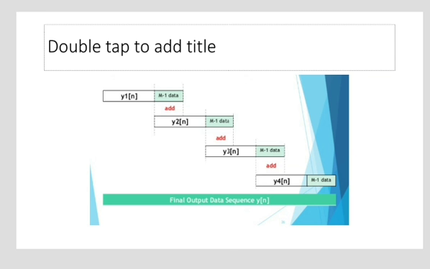So the final output sequence y of n will be the values of y1 of n as they are, then add the values of y2 of n with the M minus 1 data, and this addition will be like this. Next, add y3 of n data with the above M minus 1 data, and the output can be written in y of n. Next, y4 of n will be added with the M minus 1 of the previous data, and the output will be written as it is, and the next is the M minus 1 data as it is. So this will be the final output sequence.